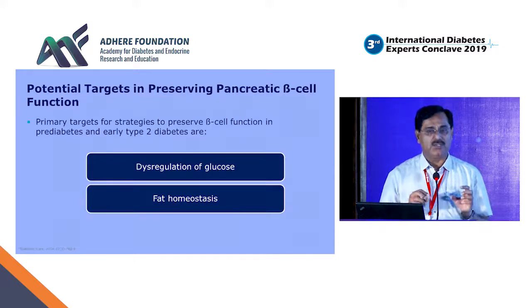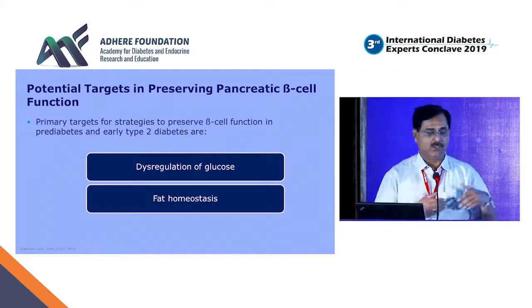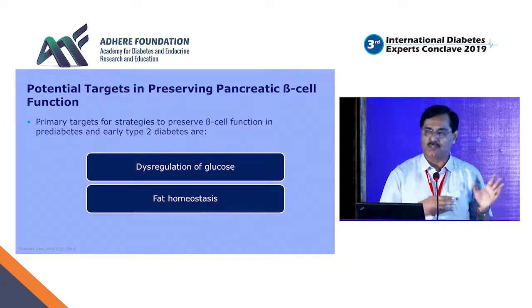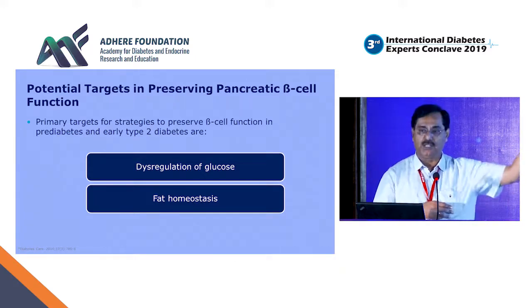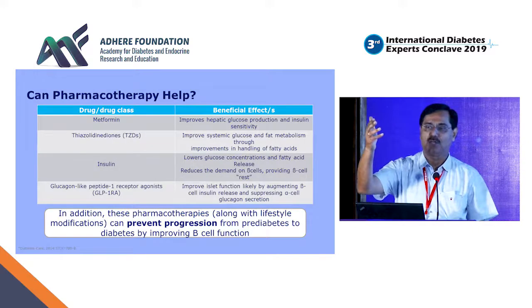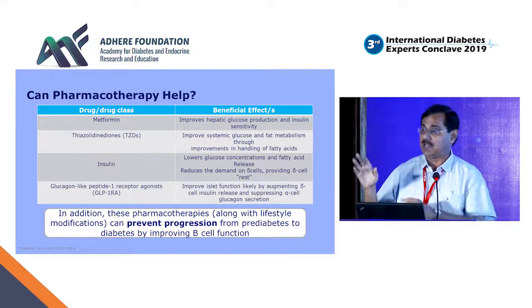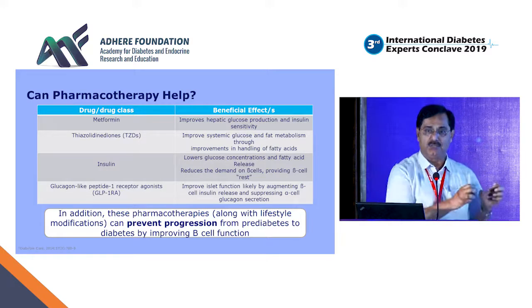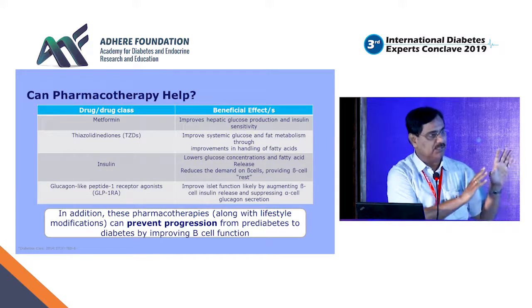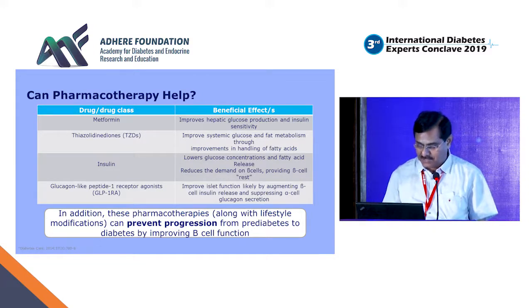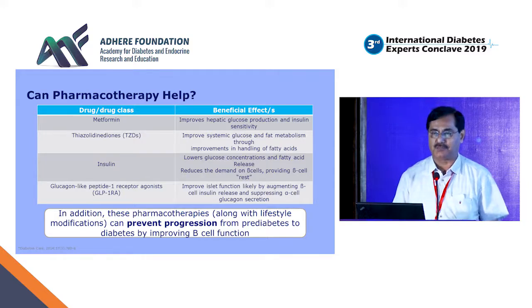Now, are the existing drugs which are available to us to treat our patients with type 2 diabetes able to do that? They can. If we look at the drugs which we use in our clinical practice, like metformin, TZDs, insulin, or the incretin-based therapies, all of them, through their independent modes of action, some act on glucotoxicity, acting upon the hepatic glucose output and hepatic insulin sensitivity. TZDs primarily act on lipid metabolism. They improve the sensitivity in the adipose tissue and the muscles. Insulin provides beta cell rest. So all of them have their independent modalities of action. In addition, they can prevent the progression from pre-diabetes to diabetes by improving beta cell function.